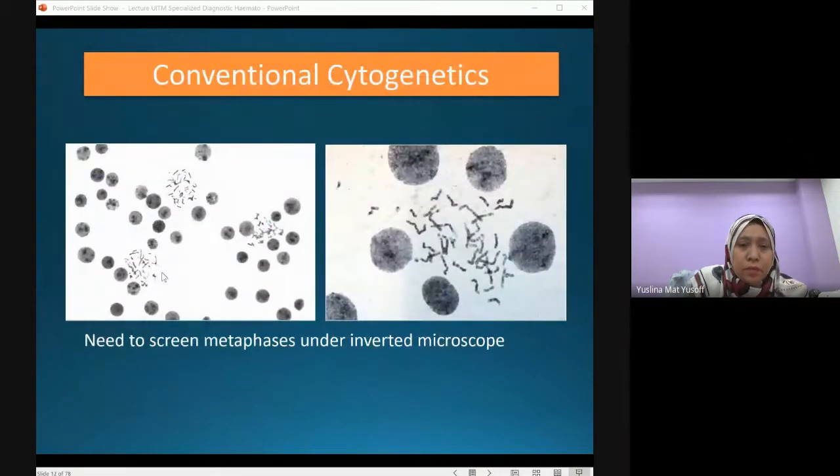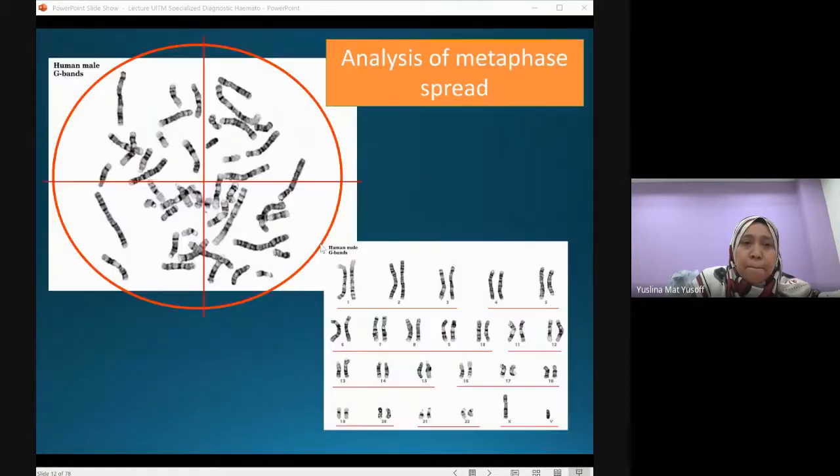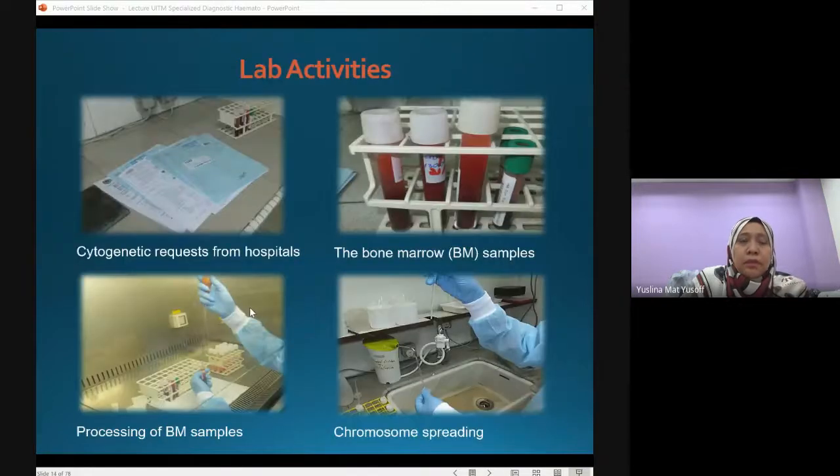So what we can see here are the metaphases under the inverted microscope. You can see here the chromosomes. And then this is the analysis of the metaphase spread, what it looks like under the microscope. After we capture the image, we will have to use the software to arrange this and do the karyotyping, and we need to arrange accordingly. This requires a very skillful person to do this. Okay, this is what happens in the lab.